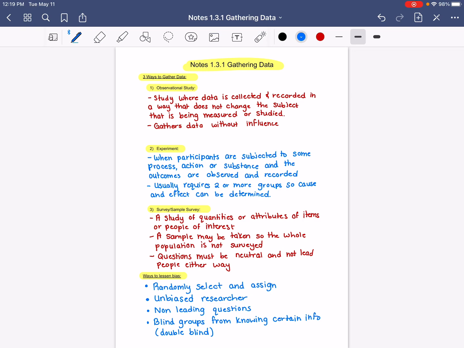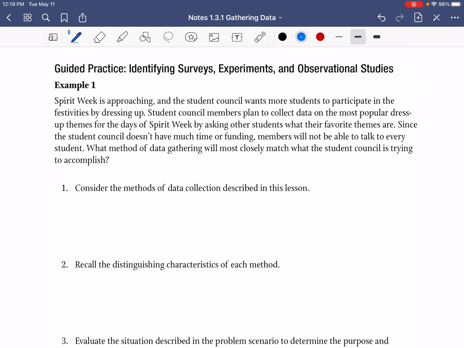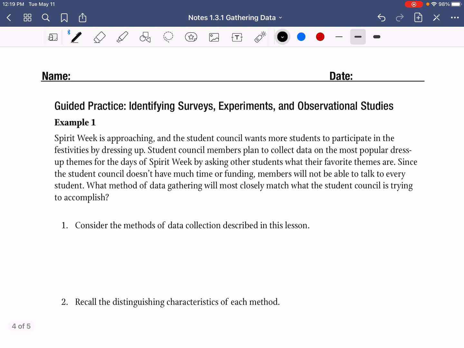All right, we're going to go do just 4 examples, basically just giving us scenarios when we decide if it's observational study, experiment, or sample survey. All right, example 1, it says Spirit Week is approaching and the student council, oh, sorry, I got ahead of myself. This is on page 93 of your workbook, Unit 1.